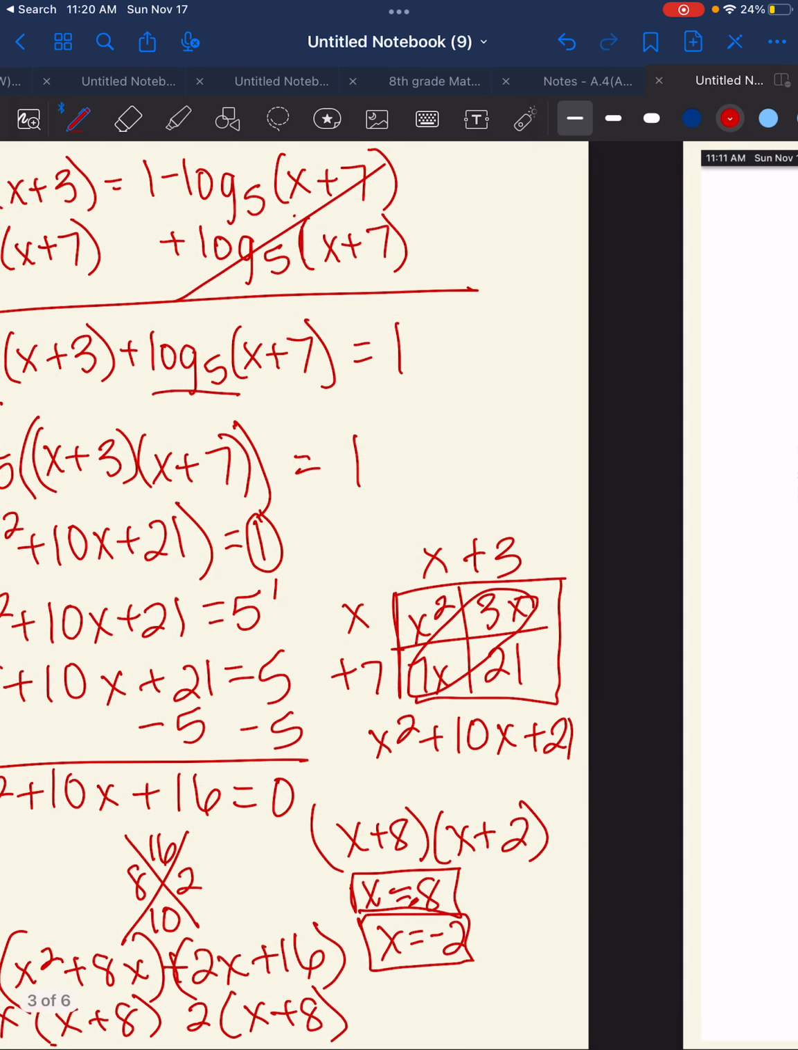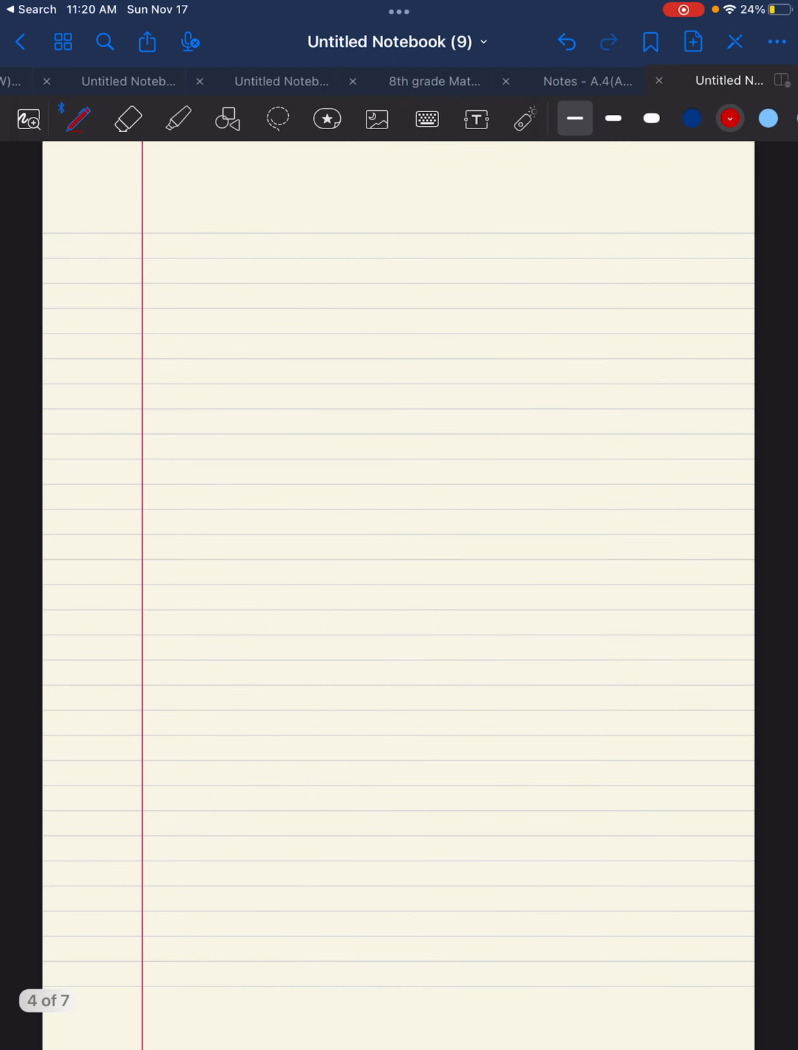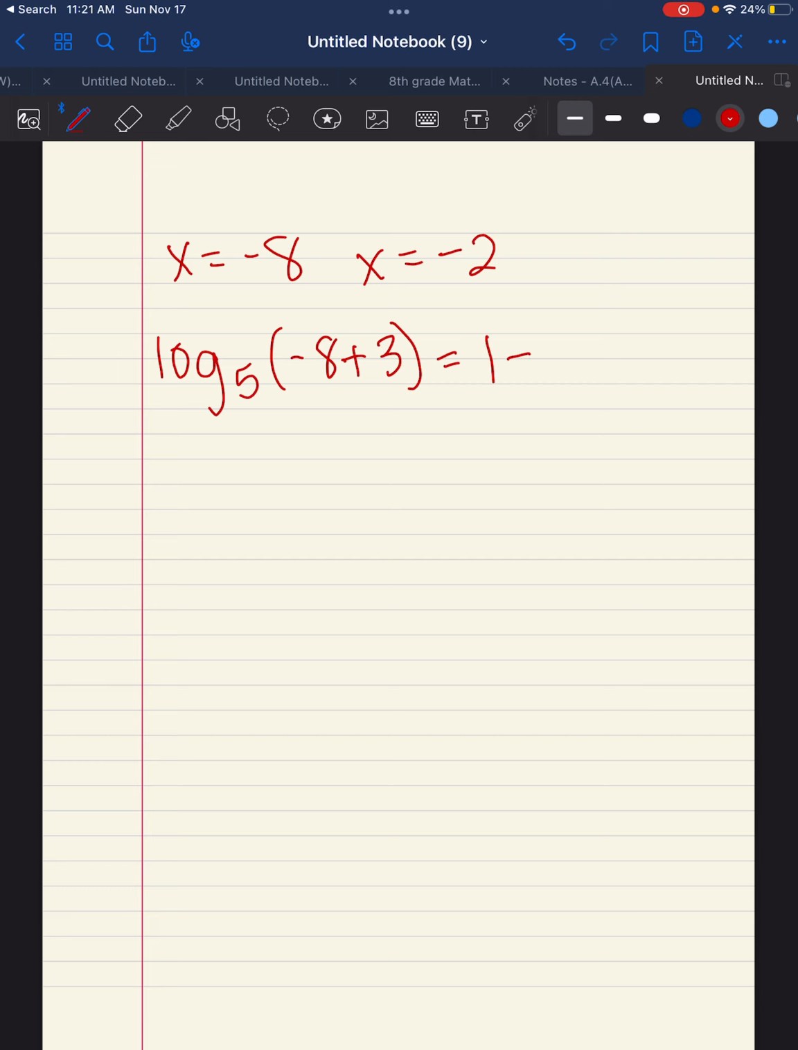So we had x equals, let me add another page. All right, we had x equals negative 8 and x equals negative 2. Everywhere I see an x, I'm going to put in negative 8. Log base 5 of negative 8 plus 3 equals 1 minus log base 5. We did this in class. We're just looking at it again. You should be able to simplify this, and then you're going to put this in Desmos to see if it's true.